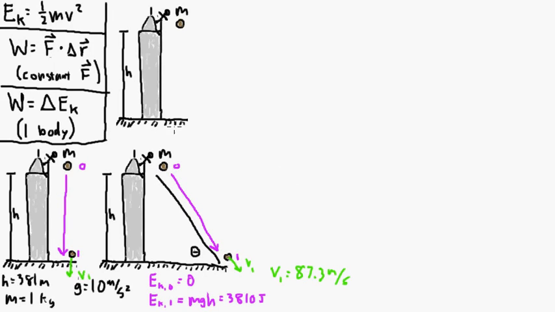Okay, so we are dealing with King Kong at the top of the Empire State Building and his giant 1 kilogram penny. You heard the rumor that you could drop a penny and break someone's skull, so he's trying it himself. And he discovers that if he drops it like this, when it hits the ground, it has a kinetic energy of 3,810 joules, and it's going at a speed of 87.3 meters per second.